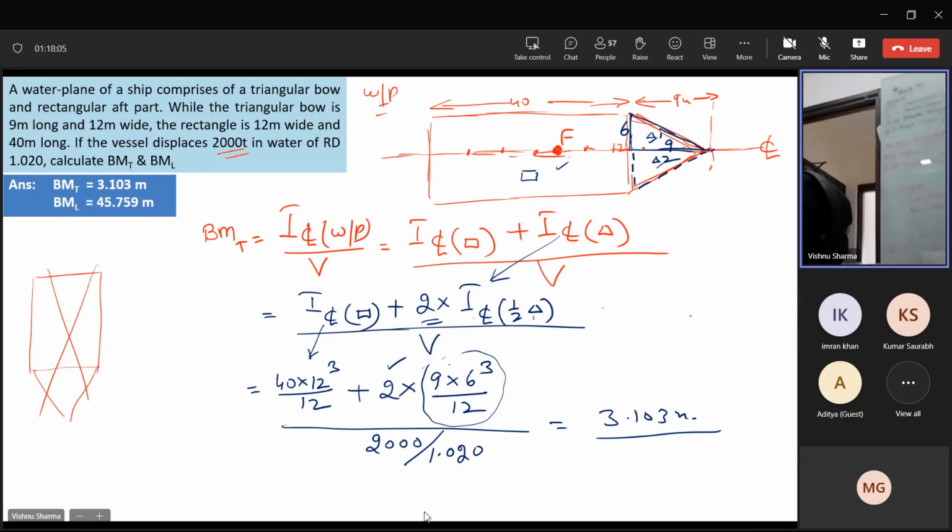Sir, where did the half go? Which half? Where did this half go? Sir, 2 into I center line half of the triangle, no? This is half of the triangle. This is half of the full triangle, beta. Okay, so that is not a value, it is just to show half triangle. The full triangle I have made into two halves, right? Okay, okay. If that was misleading you, no problem.